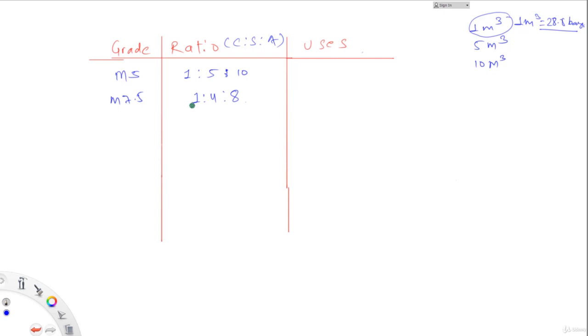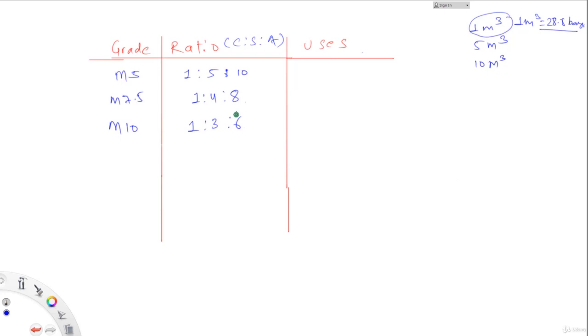So if you are using 2 meter cube of cement, to get M7.5 you have to use 8 meter cube of sand and 16 meter cube of aggregate. So aggregate is always double of the sand. Similarly, after that we got M10. So M10 we got 1:3:6, which means that if you use 1 meter cube of cement, you have to use 3 meter cube of sand and 6 meter cube of aggregate, and then you have to make the mix.